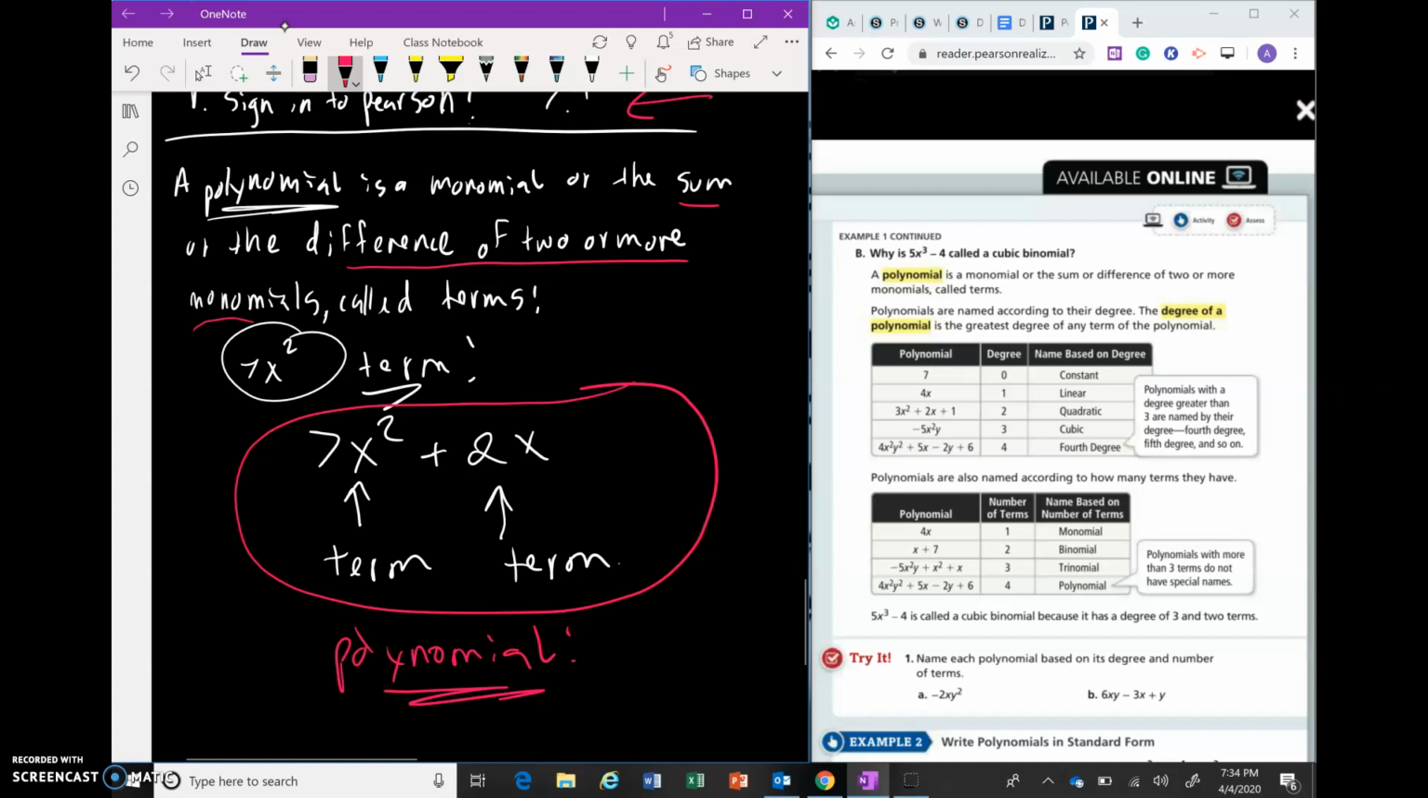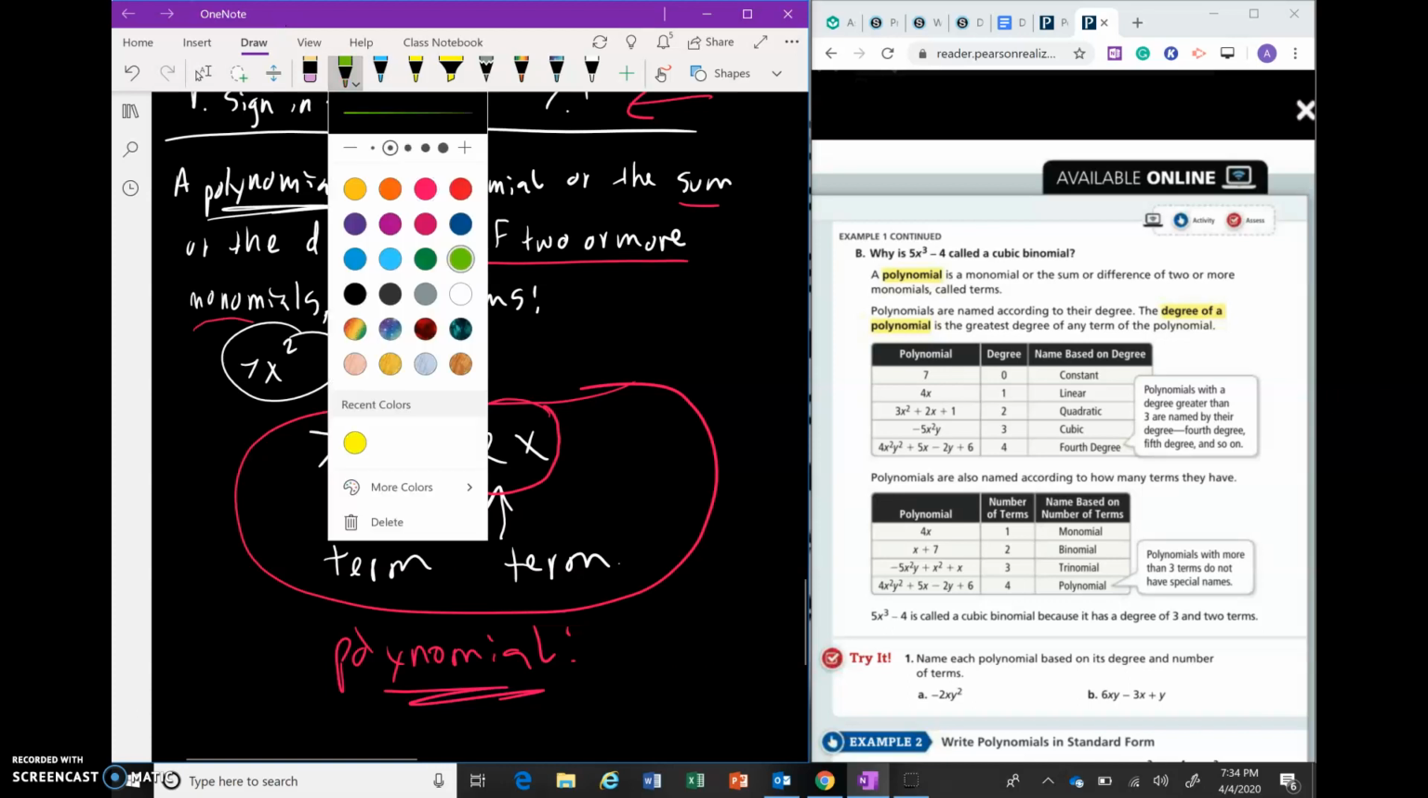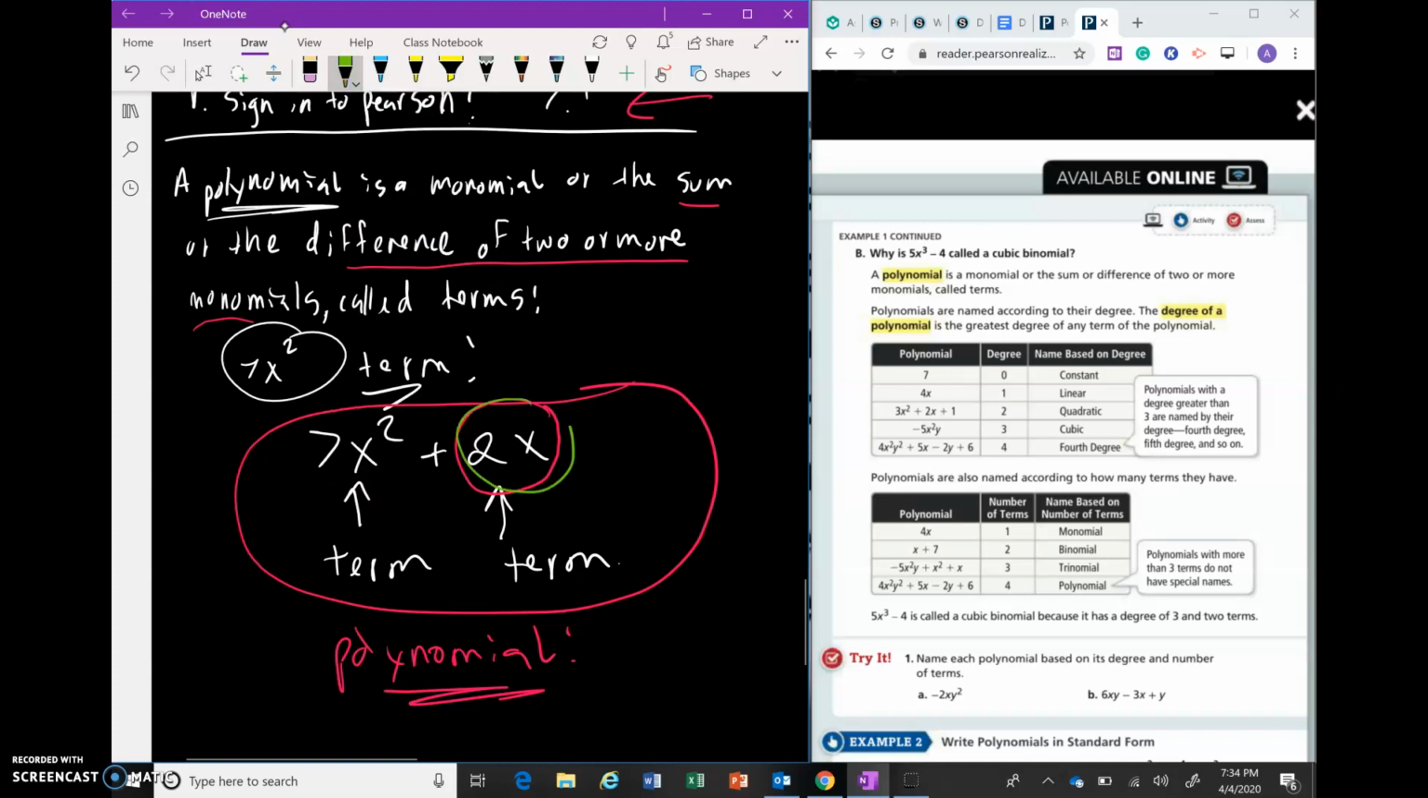Now, these right here, let me highlight it with green. This and this, they're called terms, but those are monomials, coming from the word mono, meaning only one. I think it's Greek or whatever it is, I'm not sure. So this right here is a monomial, and when you add two monomials, you get this thing that we call a polynomial. That's the one thing I do want you to know.